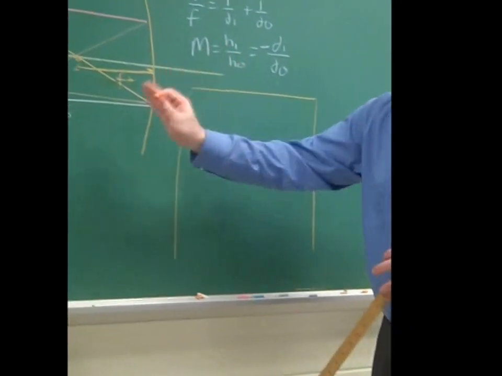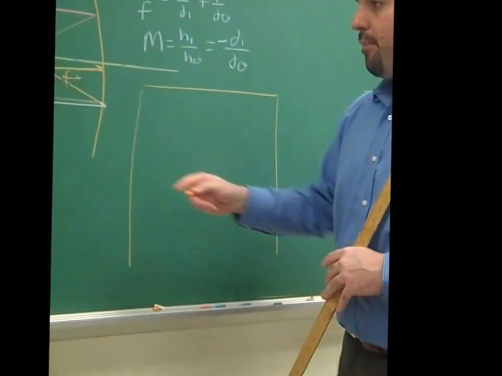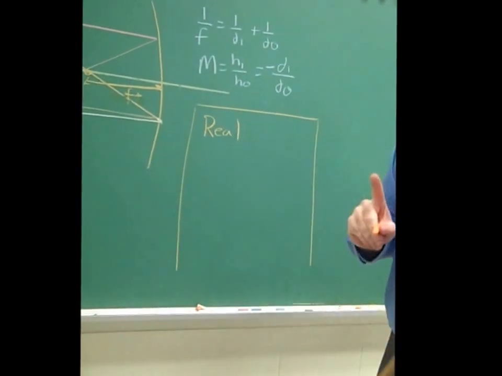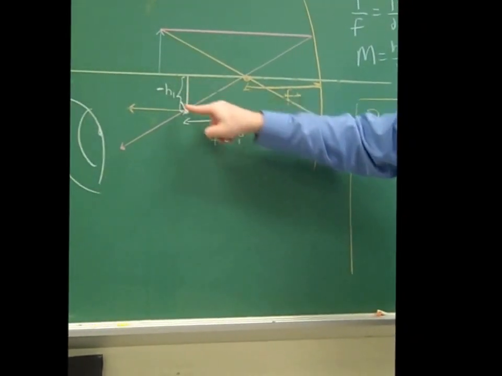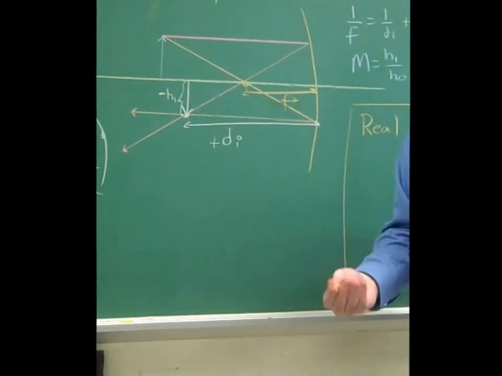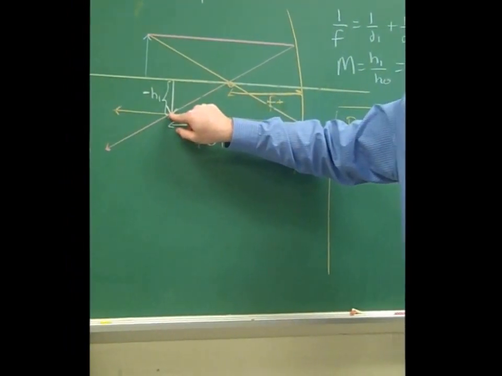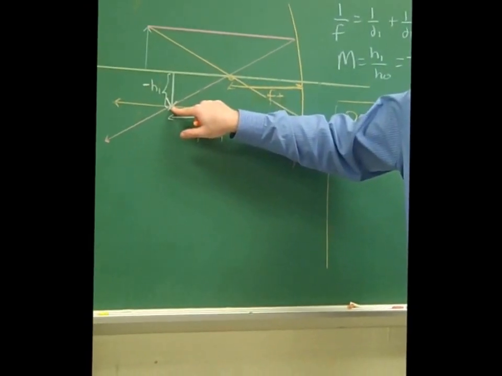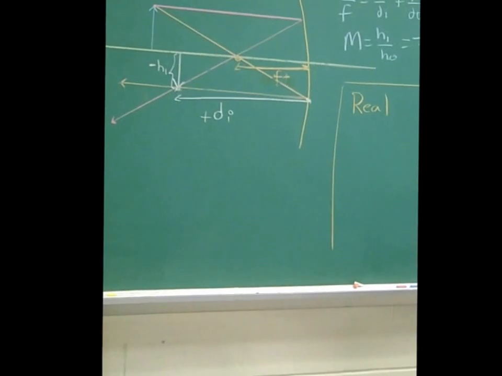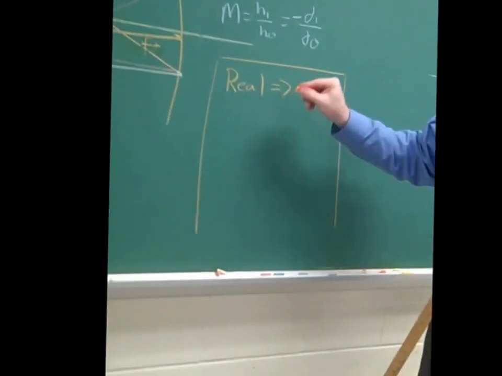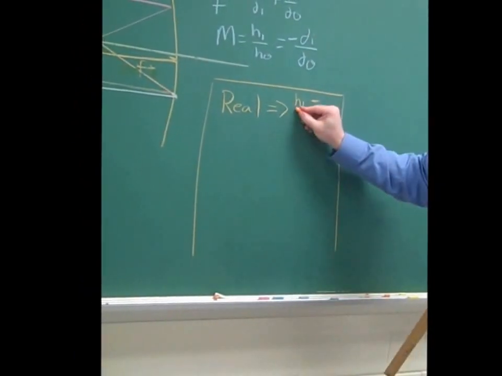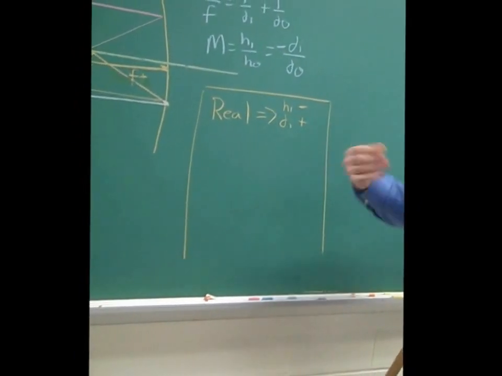In this situation, which can be different depending on where this is, we're going to say this is going to be a real image. Real image for 3 reasons. Number 1, this is inverted, real. Number 2, light is actually combining at that point, real. Number 3, this is in front of a mirror, where we expect. The consequences for real: hi is going to be negative because it's always inverted. Di is going to be positive because it's where you expect.